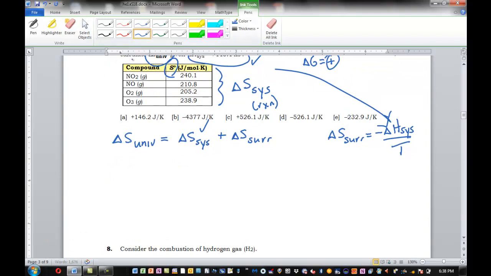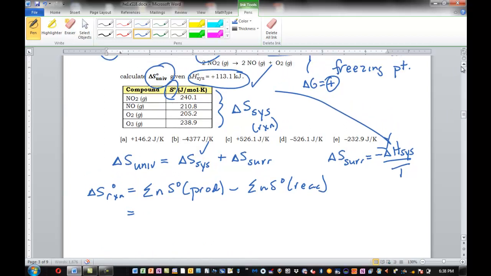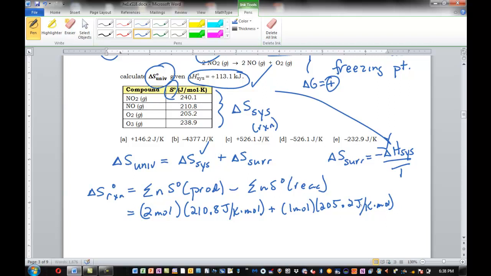So let's do delta S of the reaction first, delta S of the system. We can calculate that by summing together the standard entropy values of the products, then subtracting off the standard entropy values of the reactants. Substituting in, don't forget to multiply by the coefficients. My reaction is now off screen. So 2 times the value for NO, which is 210.8 joules per Kelvin mole, plus O2, we only have 1 mole of O2, times 205.2 joules per Kelvin mole. Then we subtract off the reactants, 2 moles of NO2 at 240.1 joules per Kelvin mole.